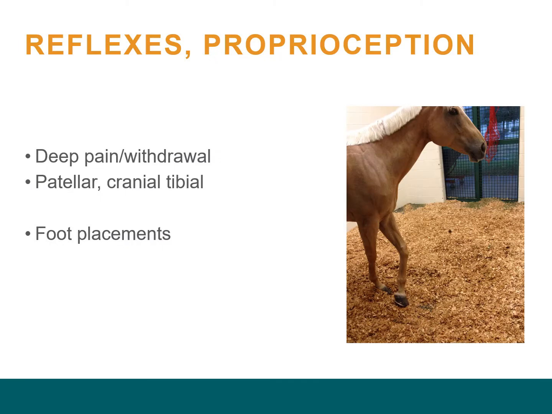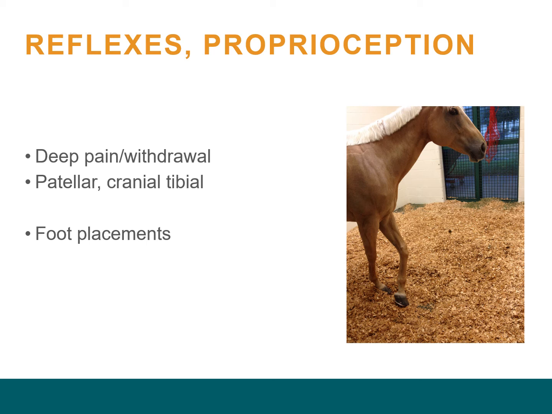We don't spend a whole lot of time, especially in adult horses, talking about things like deep pain, withdrawal, patellar, or cranial tibial reflexes, because all of those would require the horse to be recumbent. And if they are recumbent, we usually know that we have significant neurologic disease. I am not a person who does a lot of foot placements when looking for conscious proprioceptive deficits in horses. And I'm not saying it's wrong if you do. And you'll see plenty of very esteemed colleagues that do a lot of foot placements. I think just take them with a grain of salt.